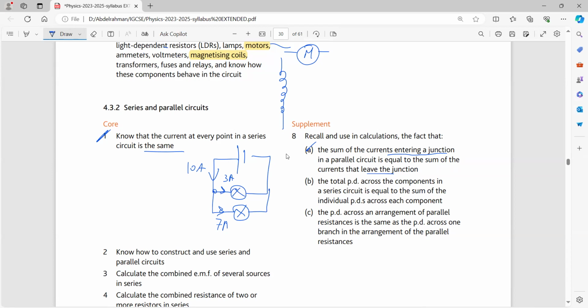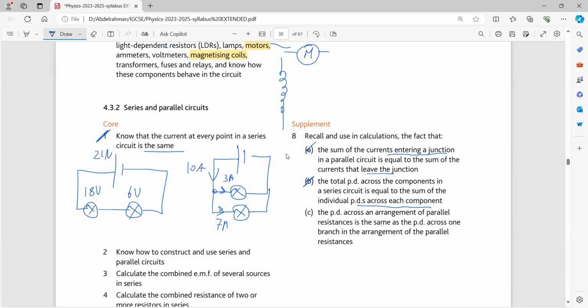Total potential difference across the components in a series is equal to the sum of the individual potential differences across each component. Again, if I have a battery and I have two components, or three components, whatever, and this battery is 24 volts, if the first lamp has a potential difference of 12 volts, then the other one will have 12 volts. Instead of writing down 12 volts, let's write down 18 volts. So the other one will have a potential difference of 6 volts. Right? This is series and parallels, very simple.